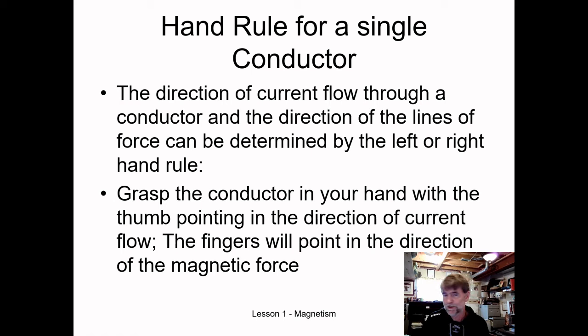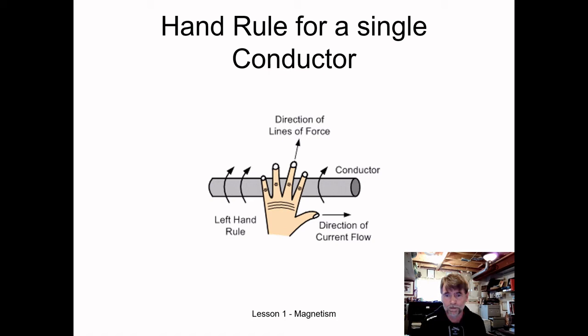There it is. There's the conductor. It says the direction of current flow is to the right, and it shows the direction of the lines of force up over the top and down across the back of that conductor. So there are the lines of flux with arrows. Notice that this picture used the left hand, but I said you could use your right hand as well.